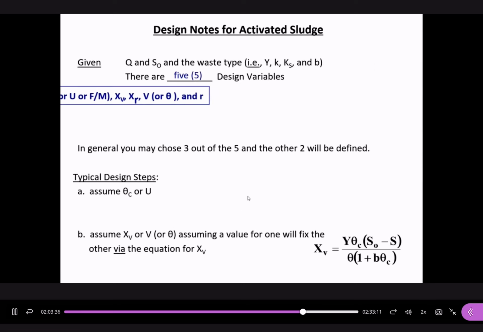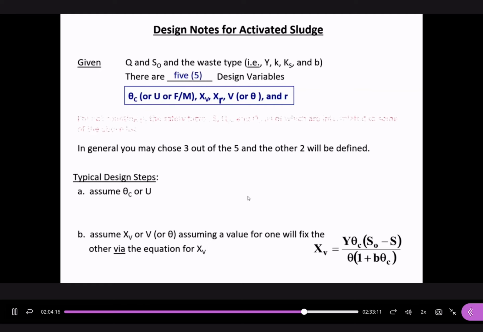Right. So, design notes. This is a summary of what we have done for all these practice problems. Typically we are given Q and S0, the wastewater flow, and we also know the waste type, like the yield, the k, Ks, and b. And there are 5 design variables: theta C, XV, XR, V, or theta. So V is connected to theta. Theta is V divided by Q.